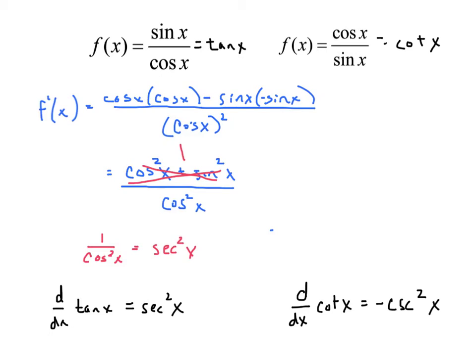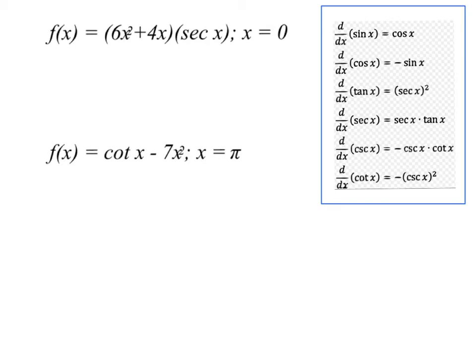Okay. Now the others, the derivative of secant, the derivative of cosecant, you can rewrite secant as 1 over cosine and use quotient rule. You can rewrite cosecant as 1 over sine and use quotient rule. So they're all just quotient rule using sine and cosine. So here are the derivatives. I put them over here on the right that you need to memorize.